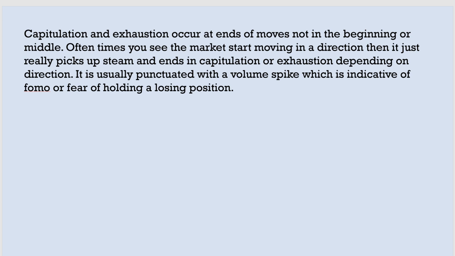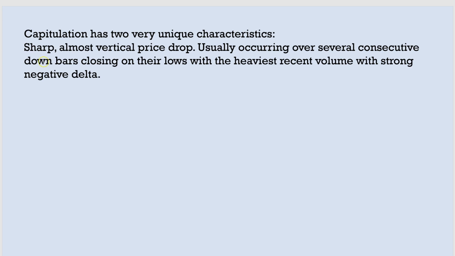It's usually punctuated with a volume spike, which is indicative of FOMO, or fear of missing out, or fear of holding a losing position. I sort of combined capitulation and irrational exuberance on the same page there. But for capitulation, it's fear of holding a losing position. Capitulation has two unique characteristics: a sharp, almost vertical price drop, usually occurring over several consecutive down bars closing on their lows, right, with the heaviest recent volume with strong negative delta.